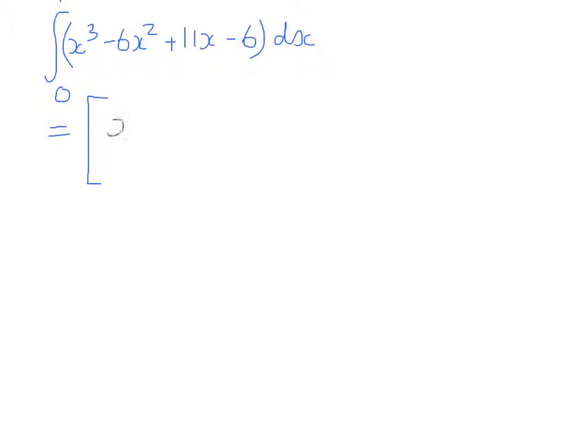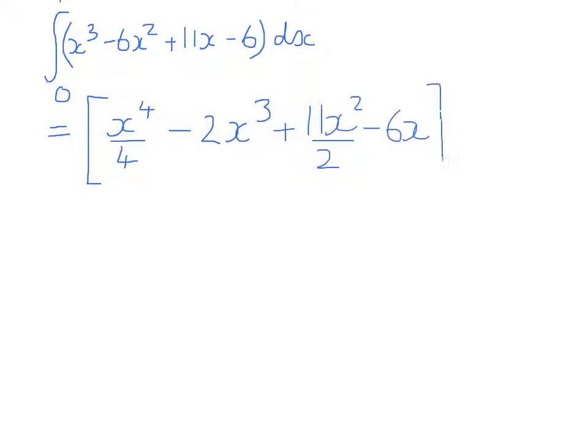The integral of x cubed is x to the 4 over 4. Add on 1 to the power, divide by the new power. The integral of minus 6x squared is minus 2x cubed. Adding on 1 to the power makes it 3. Dividing by the new power, 6 divided by 3 is 2. So that's a simplified version. Plus 11x squared over 2. I can't simplify that in the same way, so I'm going to leave it as a fraction. Minus 6x. Close our big square brackets and put the limits 0 and 1.